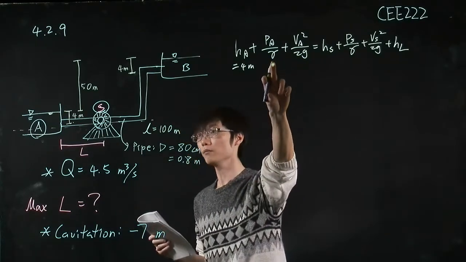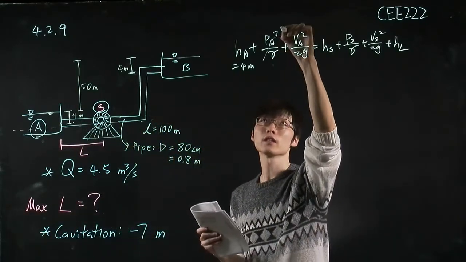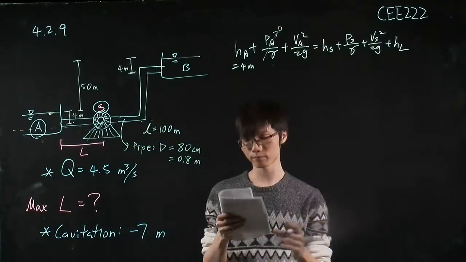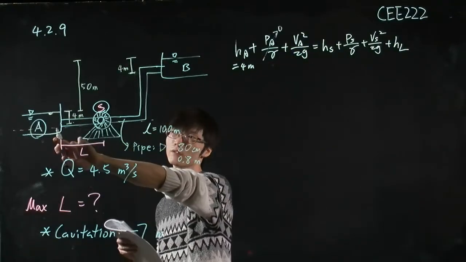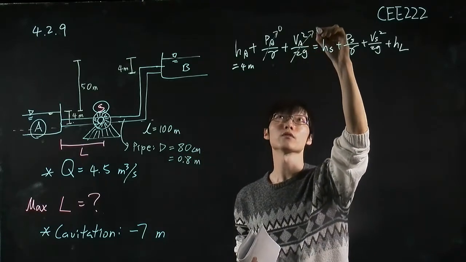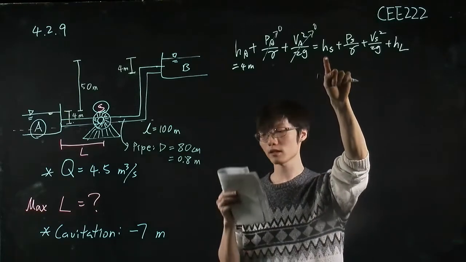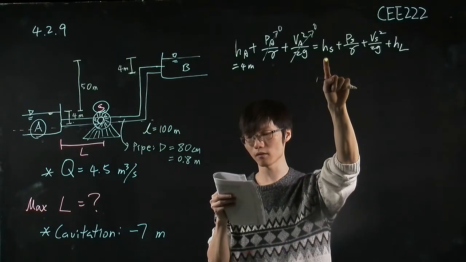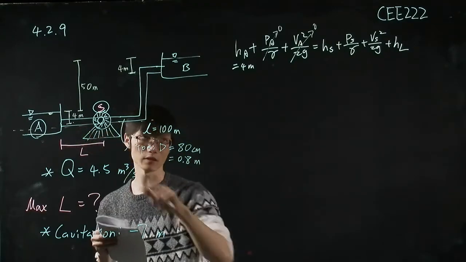How about the pressure term? This is a reservoir and it's an open surface, so we can simply say that PA equals 0. And similarly, the VA, because this reservoir is much larger than the pipe, the velocity is also equal to 0. What about HS? HS is equal to 0, right? Because we choose this line as our datum.